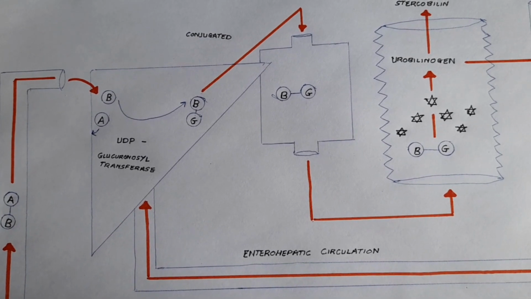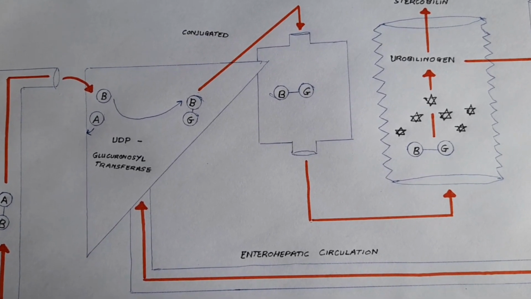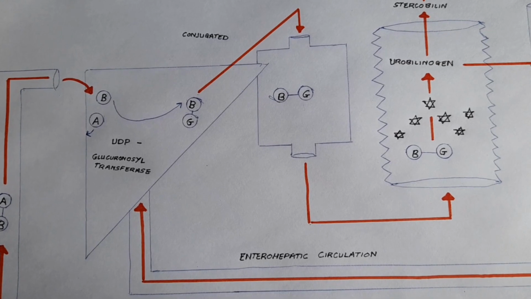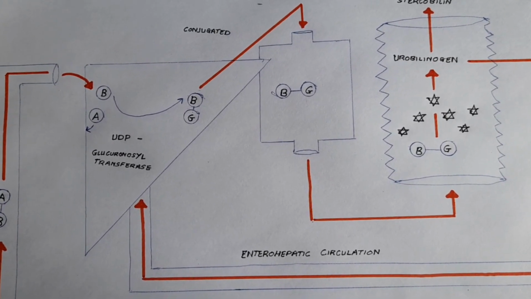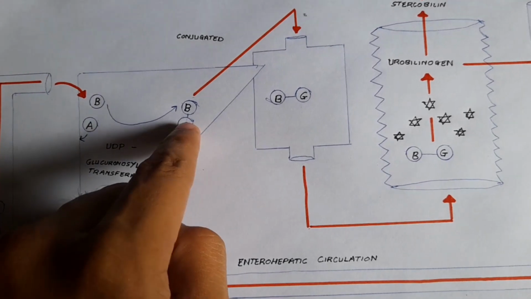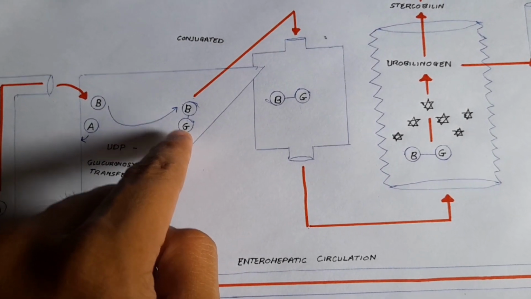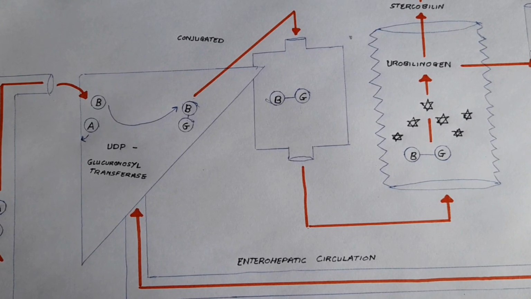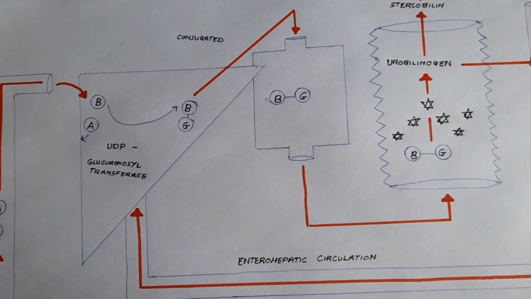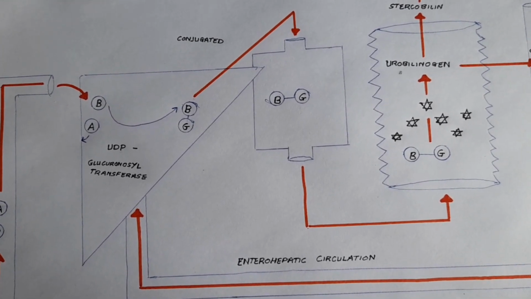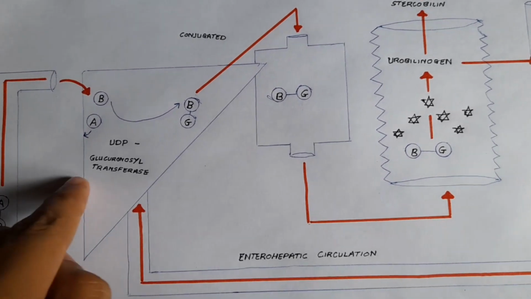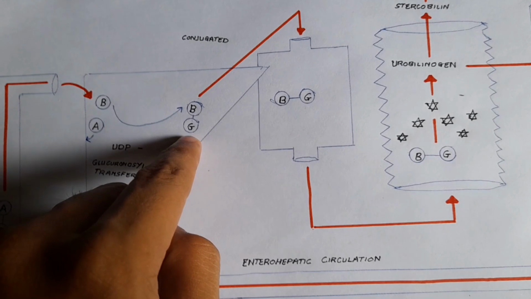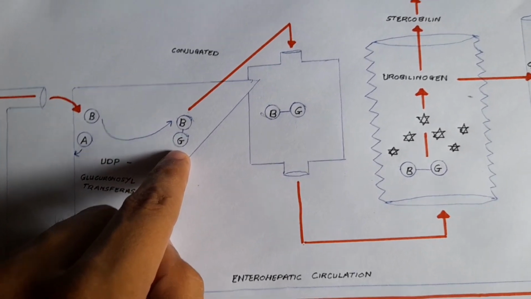So how does this bilirubin get conjugated? This bilirubin gets conjugated when glucuronic acid is added to it. That's why we can see that the name of the enzyme is very similar: glucuronyl transferase. So glucuronic acid is added to this bilirubin, and now this bilirubin is conjugated.